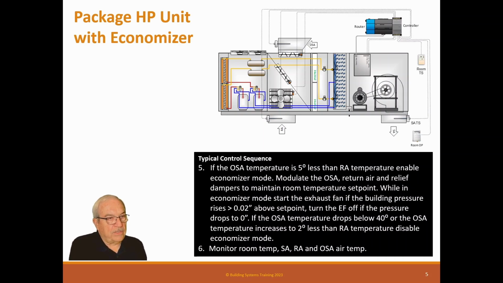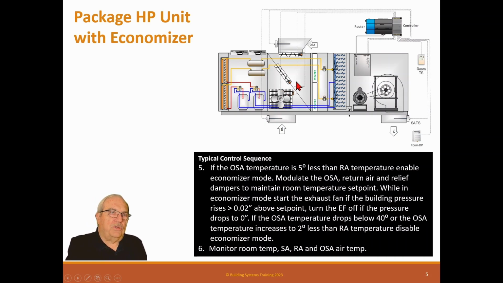So what we're doing, if it gets cold enough outside, we switch to the economizer. When it gets to the point we can't get our energy out of the outside air we want, we go back to regular air conditioning mode. Monitor the room temperature, supply, return air, and outside air temp. So this is a fairly simple sequence.